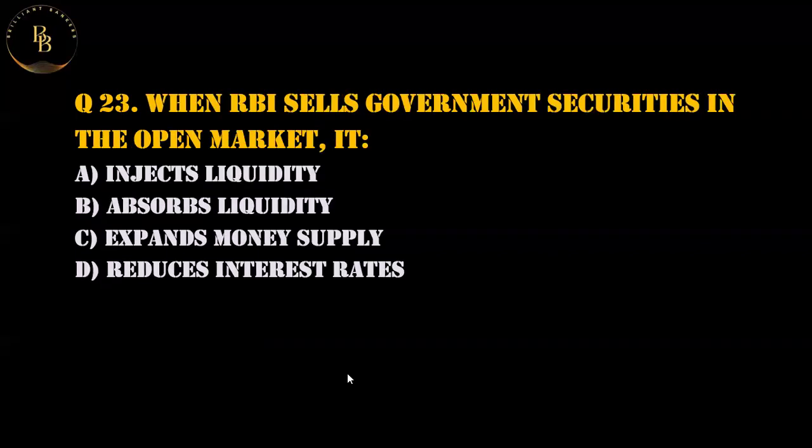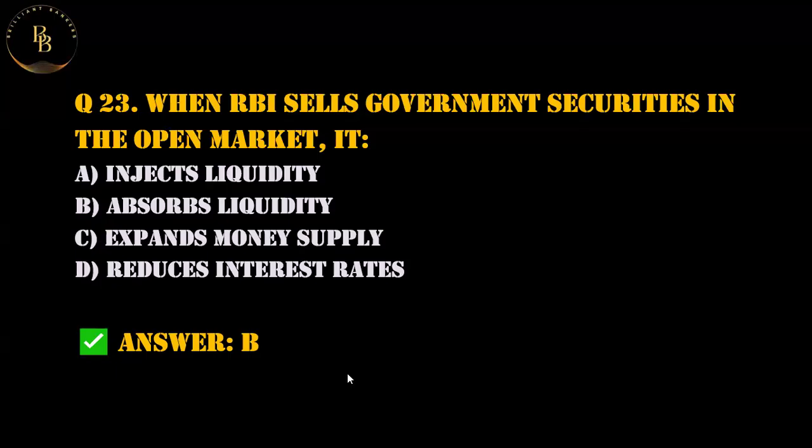Coming to question number 23. When RBI sells government securities in the open market, it injects what? It injects liquidity, absorbs liquidity, expands money supply, or reduces the interest rates. Whenever RBI sells government securities in the open market, it absorbs liquidity. That is, the sale of securities in the condition banks pay the RBI, wherein less cash for lending, and it tightens the liquidity.